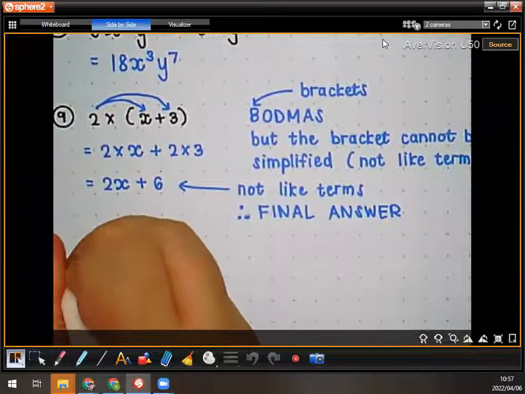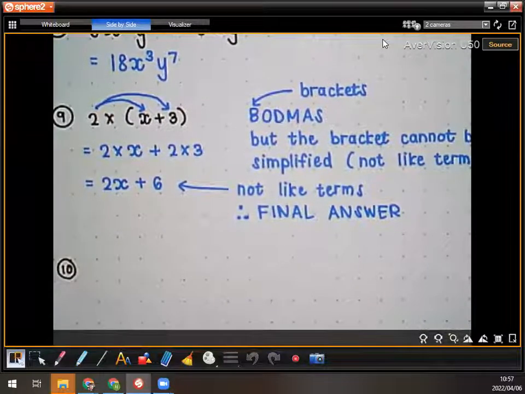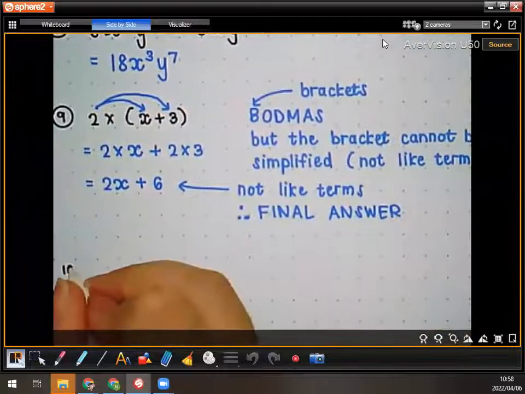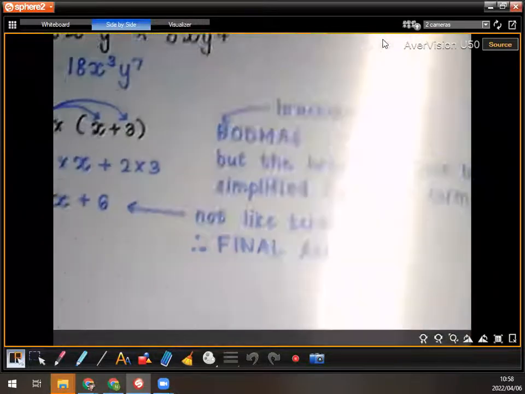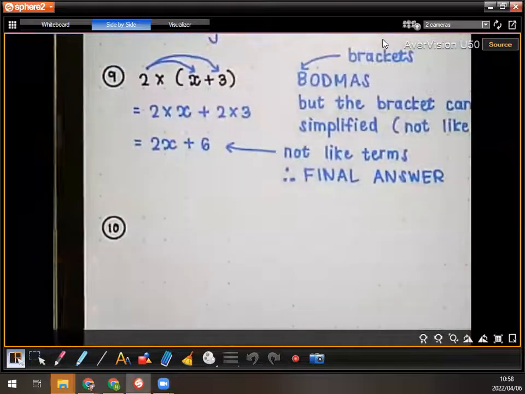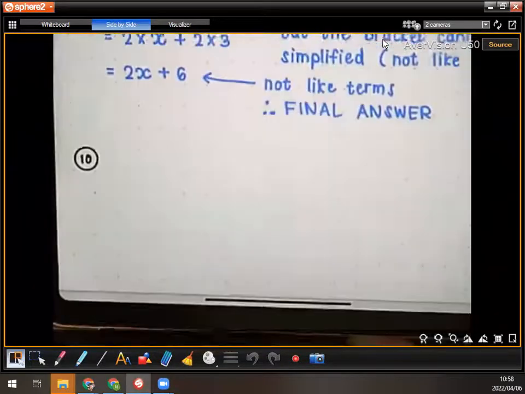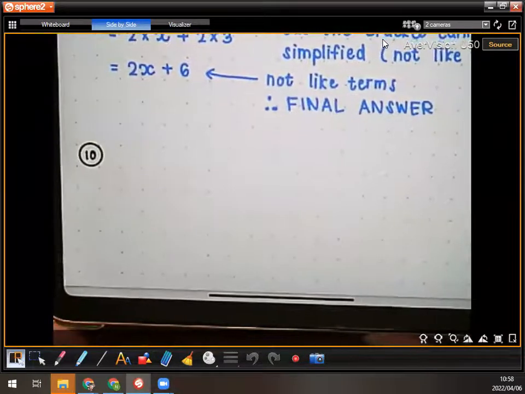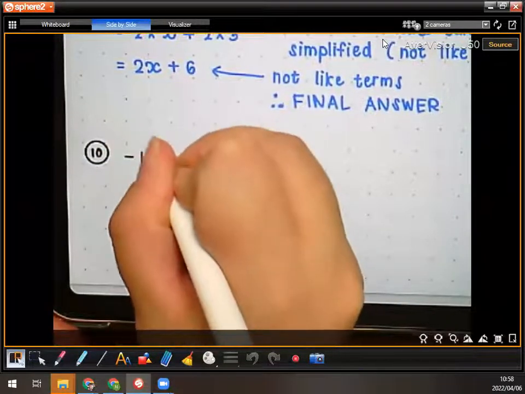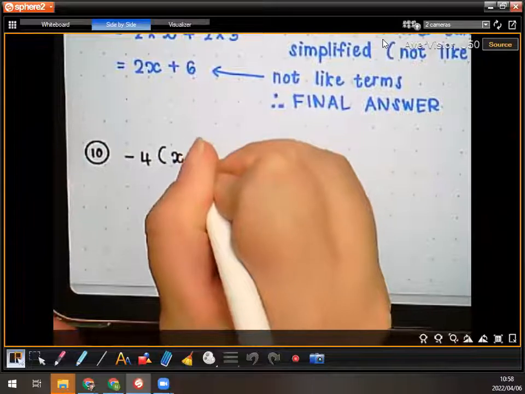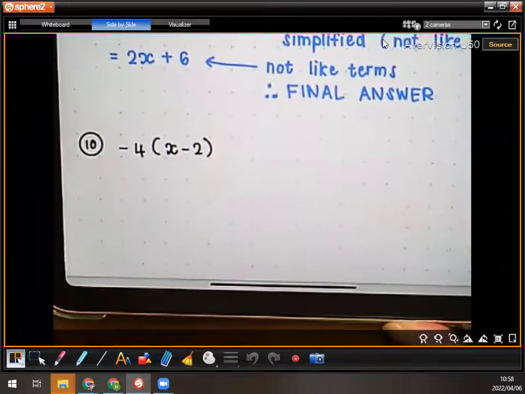Okay, let's look at another one, number 10. Let's make this exam time from it. Okay, number 10, let's see what one we do. Let's do negative 4 and then in brackets x minus 2. Now guys, note that there's now not a times after the negative 4.